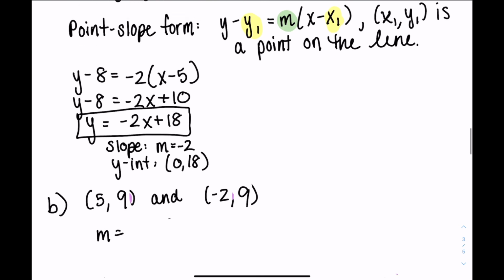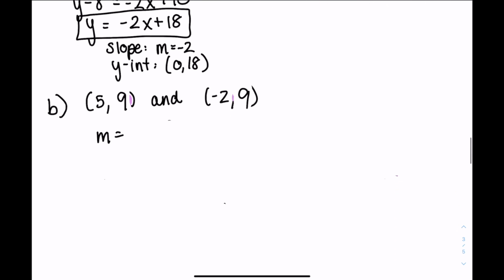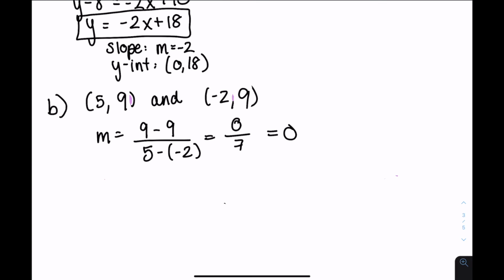Okay. Let's try one more. Let's try the equation of the line between (5, 9) and (-2, 9). So if we start by finding that slope, we're going to look at the difference in y values, and well, that's really just going to lead to 0. So the difference in x values doesn't ultimately matter. You're going to get 0 over 7, so the slope is 0.